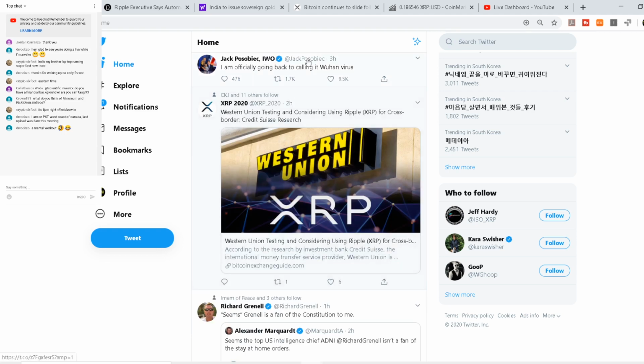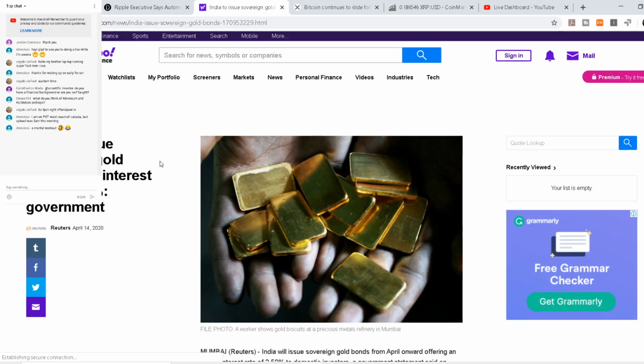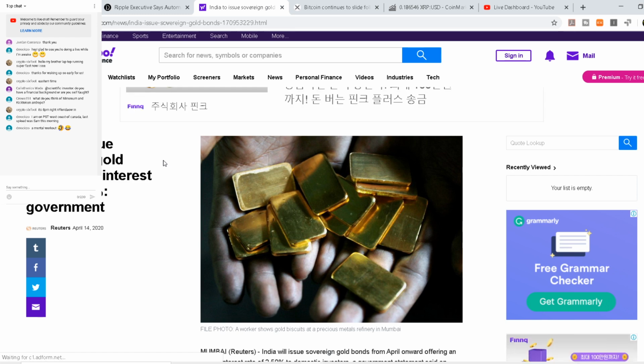But now I can't actually see that. Anyway, we actually saw something similar going on in India. There's a new article from Reuters shown in Yahoo Finance. That's today, April the 14th. Now it's actually April the 14th here in South Korea.